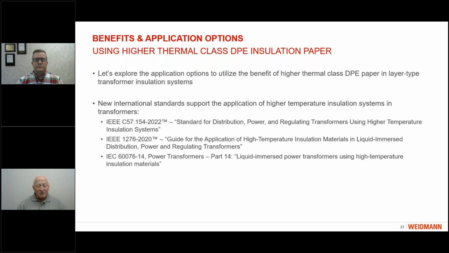And as always in industry, in order really to implement some new ideas, we would like these ideas to be first discussed in detail in our engineering societies. And the discussion about the higher thermal class application in transformers actually resulted in development of several international standards. In IEEE, we have IEEE C57.154 standard and also IEEE 1276. An equivalent standard in IEC is 60076-14. So all of these standards actually guide and support application of the higher temperature insulation systems in transformers.